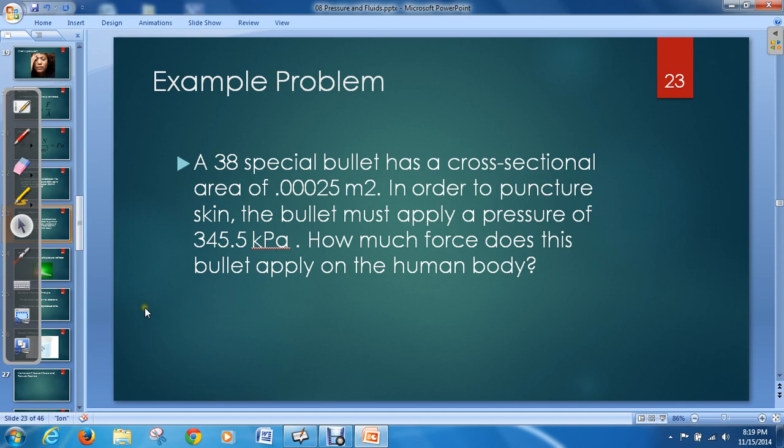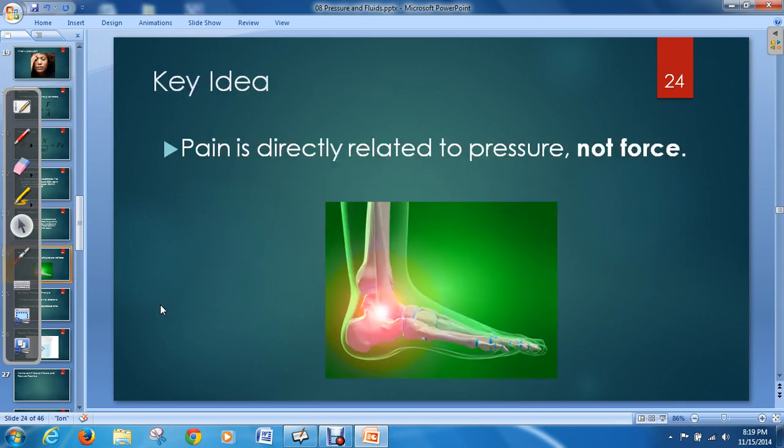Okay, all right. The next thing we want to talk about is the key idea that pain is directly related to pressure, not force. Okay, kind of already talked about this. Okay, the rubber mallet example, right? Hitting yourself with a rubber mallet on the shoulder doesn't hurt as much as hitting your pinky because it's a lot more pressure on your pinky. Okay, so pain is directly related to pressure. Another example is if you bump into a door with your shoulder, it doesn't hurt that much, but if you bump into a door with your pinky toe and stub your toe, it hurts a lot, right? And so, again, that's a pressure idea. Okay, so pain is related to pressure.